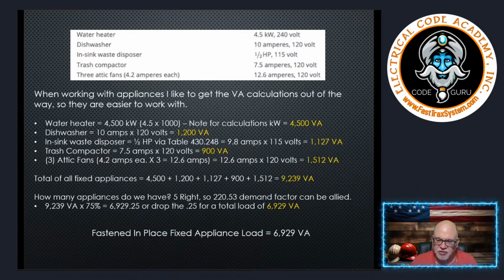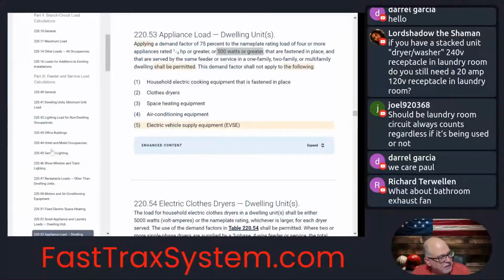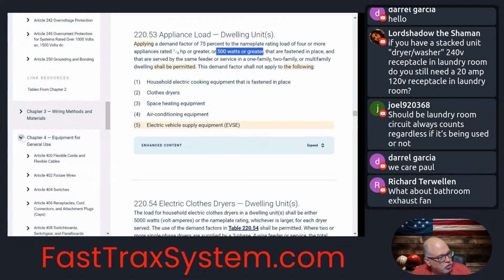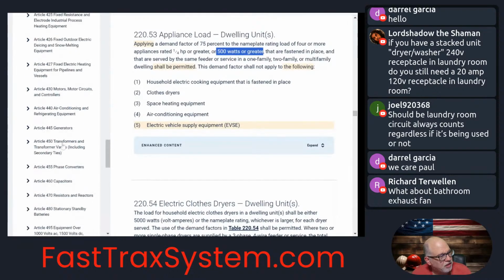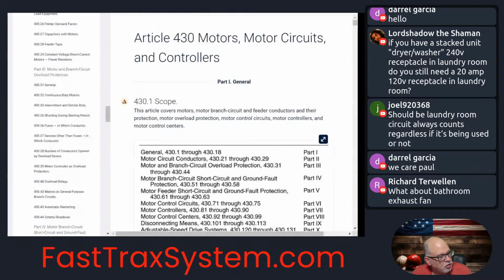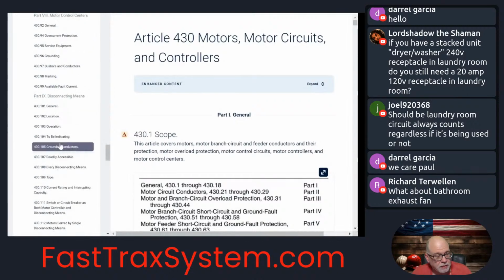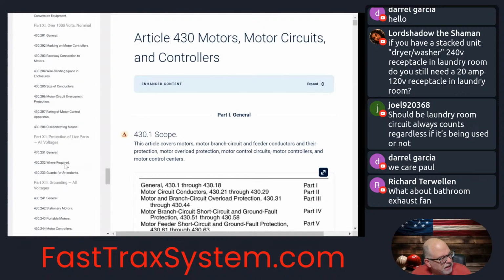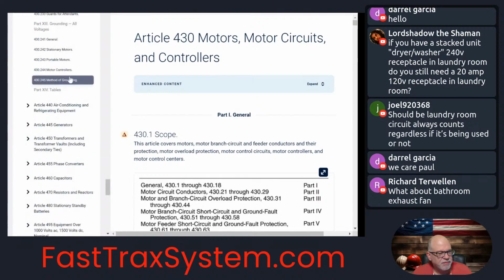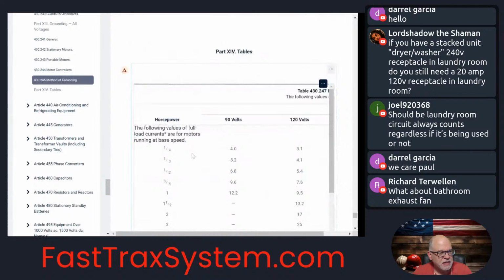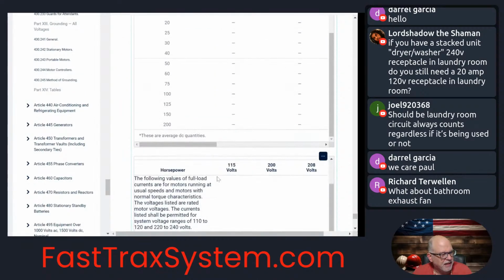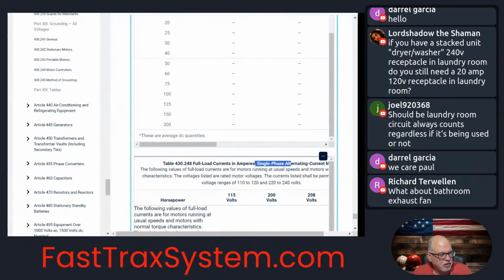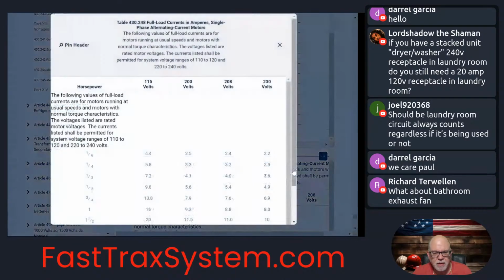Now, if we do that in the NEC, because I make sure I don't leave anybody hanging, anybody that might be new to the code or new to our program or wants to see where I go, I'll just show you. You go to 430, which is motors, and we're dealing with a motor because it's in a horsepower rating. Then I go down to the tables at the back. We're dealing with this table here, single phase, alternating current. There you go. There's a table, and for us it was, I believe, a half horsepower.